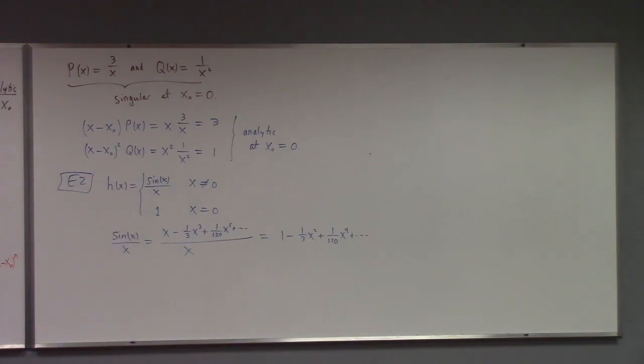Okay, so example 1, the Cauchy-Euler problem has a regular singular point at 0. Does that make sense? I hope.